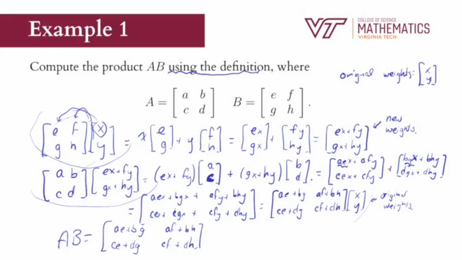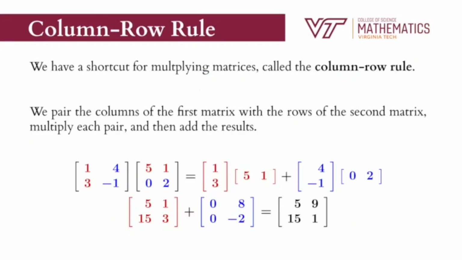All right. So that gives us an answer. So let's move on and look at the shortcut. The shortcut is called the column row rule.